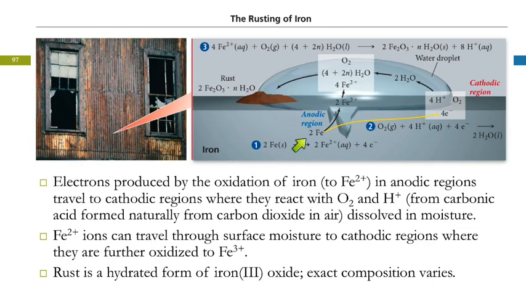The rusting of iron is actually a rather complicated process, and I'm not going to test you on the details of this, but I think it's helpful to have a basic understanding of what's going on. You have to have some moisture present in order for rusting to occur. Here we have a droplet of water on this iron surface, and electrons are produced by the oxidation of iron to iron 2+. So we've got that happening.